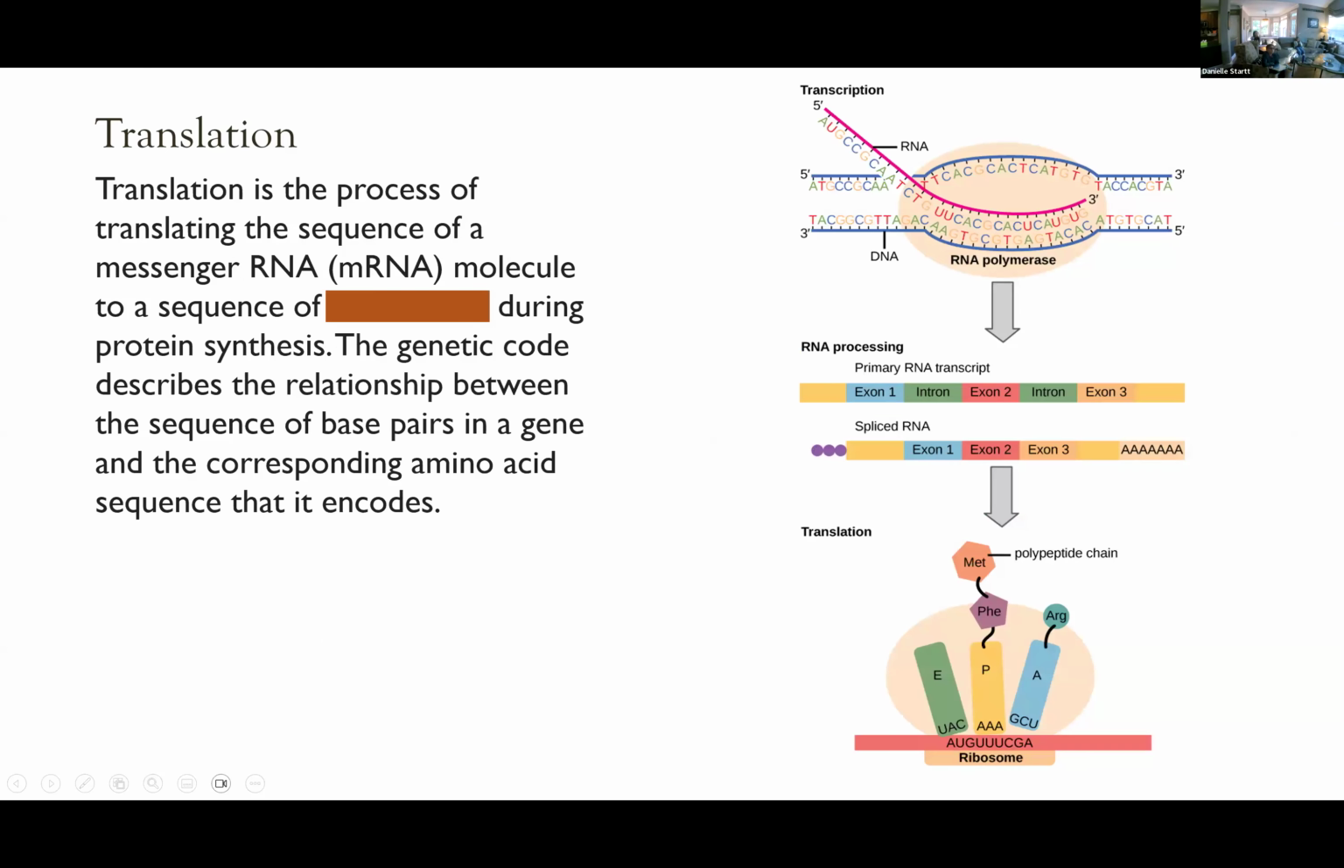So translation is the process of translating the sequence of an RNA, or messenger RNA molecule, to a sequence of what? What do you think we're talking about here? Anybody know? So it's amino acids. Now, last year, Evan, you weren't here, but last year at the end of the year, girls, do you remember the activity we did where you had a whole bunch of words and you had to make sentences? All right. So this is kind of how it works.